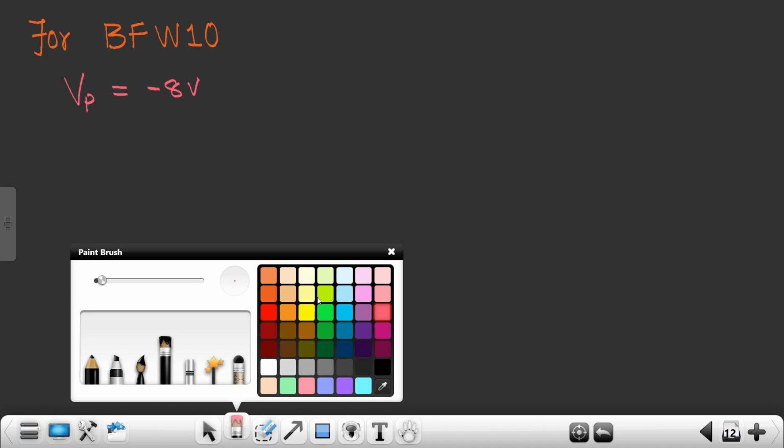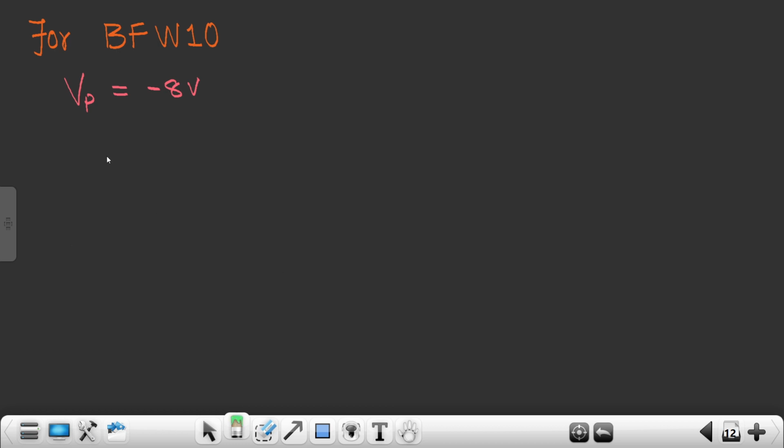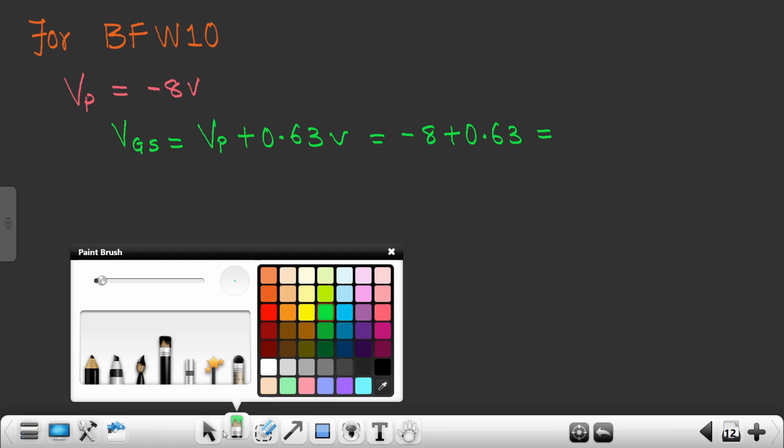That means our ID, or the current ID, is not dependent on the temperature, right? So to achieve this particular condition, we have to take VGS equivalent to VP plus 0.63 volts. That means we have to bias this JFET at around minus 8 plus 0.63. Let me just calculate this value. It is minus of 8 plus 0.63, so this is minus of 7.37.